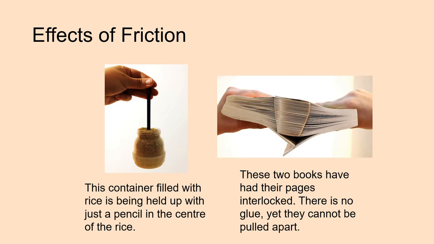So here are some effects of friction. On the left we have a container filled with rice and it is being held up with just a pencil that's been pushed into the centre of the rice. We then have these two books that have had their pages interlocked, which means you lay one page from one book, then the other book, one after the other. And there is no glue, yet you will really struggle to pull those books apart. There are some really good YouTube videos where they've lifted very heavy things using old telephone catalogues and this method.